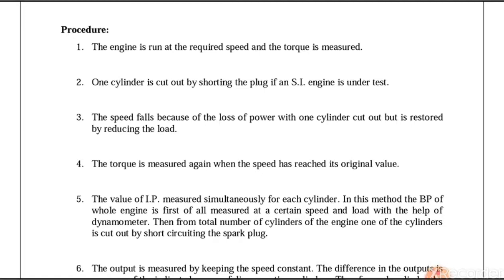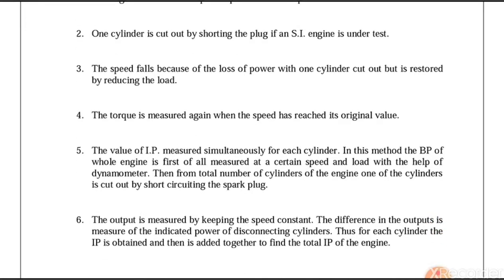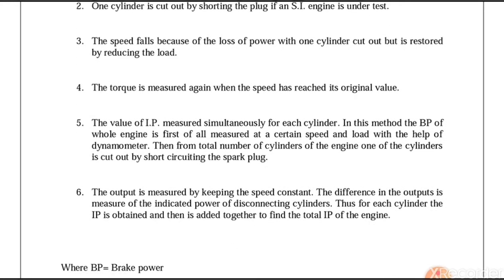The engine needs to run at the required speed and the torque is measured in Newton meters. Then the cylinder is cut out by shorting the spark plug in case of a petrol engine, and you need to stop the fuel supply to the injectors in case of a diesel engine. Once the cutout has been done, you can see the fluctuation with respect to speed. The speed is going to be reduced because of loss of power due to the cutout of the cylinder, and this time the torque needs to be measured again once the speed has reached its original value.